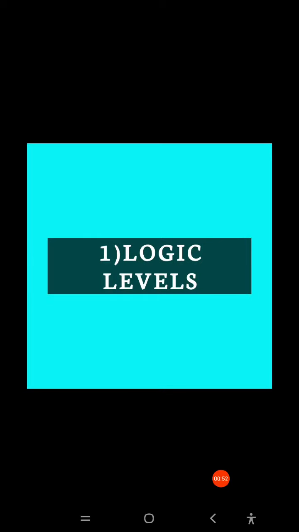The CMOS device is being used in digital circuitry, which consists of two logic levels here. One is logic 0 and one is logic 1. These logic levels are nothing but the voltage specifications.